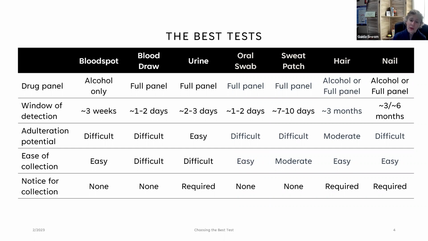Urine, we can do a full panel. We can do alcohol and other drugs in a urine cup, but we're only looking at 2 to 3 days of use. So 2 to 3 days before that, what was their level of use? Or were they not using? Were they or were they not using? Not a level. The adulteration potential is super easy.